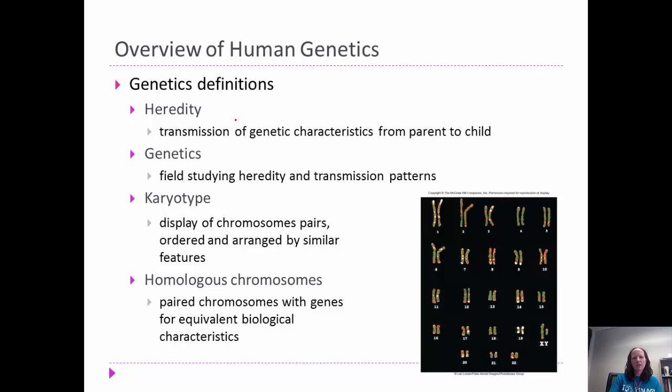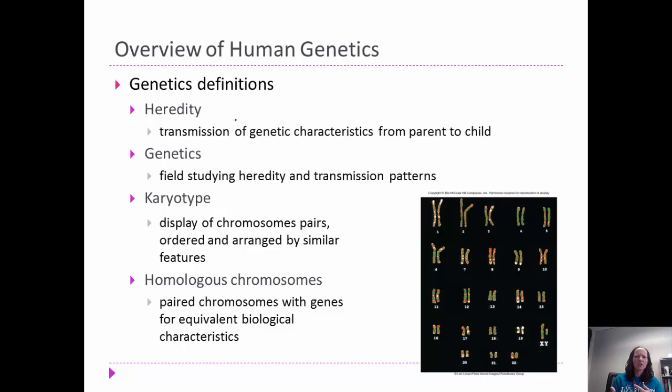So here's a couple of definitions here. Heredity is going to be that transmission of genetic characteristics from parent to child. And of course, the way that happens is through DNA, and that's that whole process. Remember, we talked about crossing over, genetic variation.